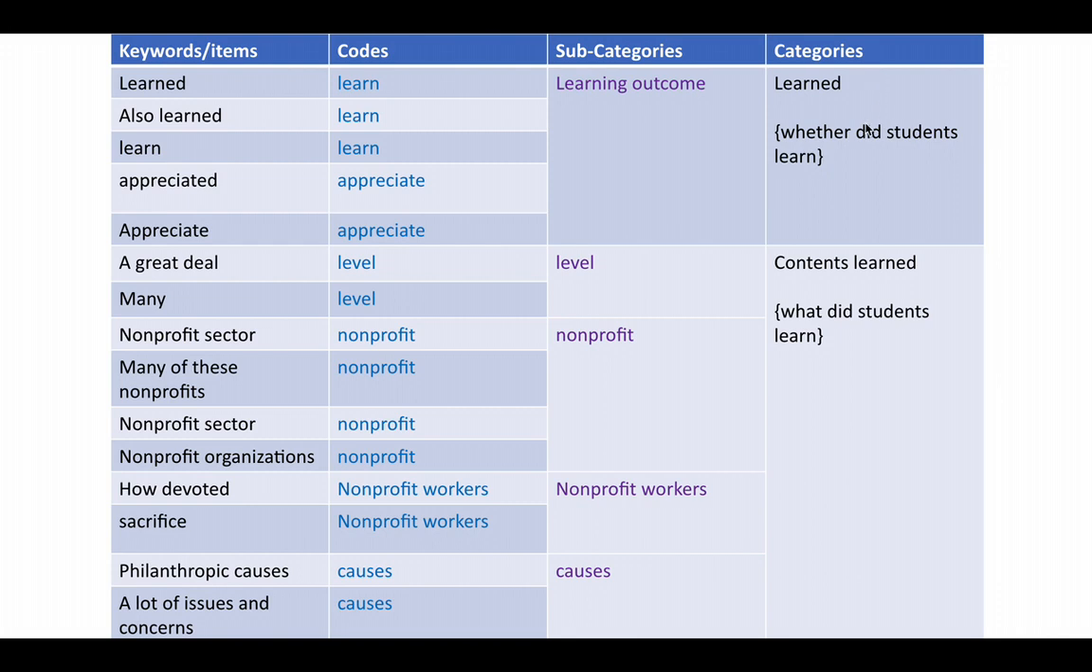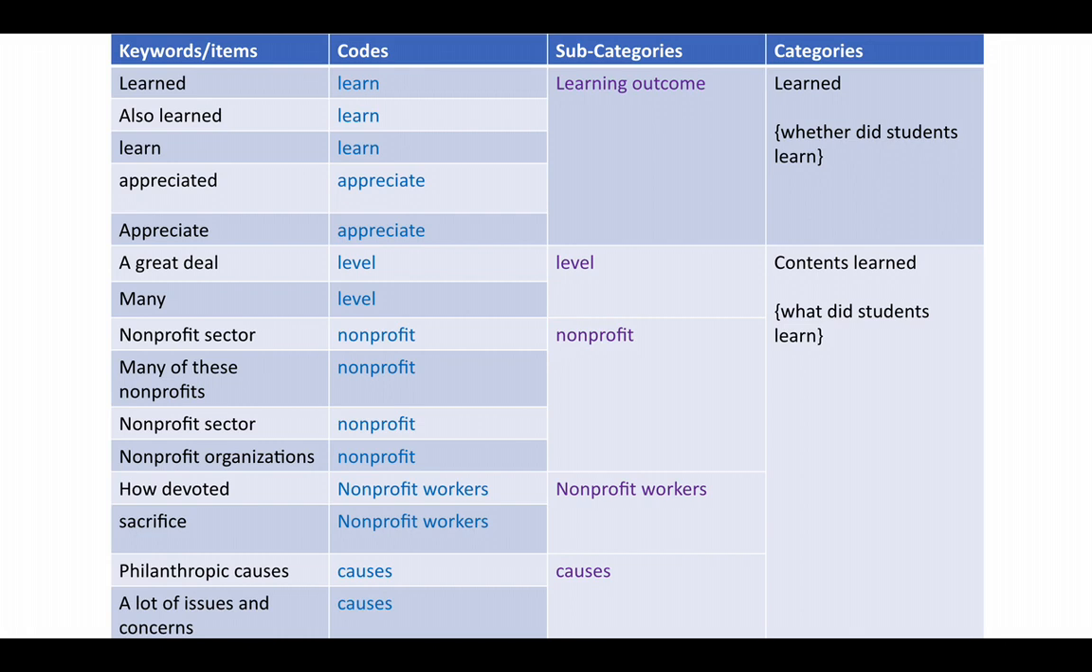Now this doesn't necessarily have to be only two categories. Only in this specific case, I think it makes sense to me. I only come up with two because I am interested in two different research questions. One is whether or not the students learned. The other is what kind of things did they learn, if they learned.